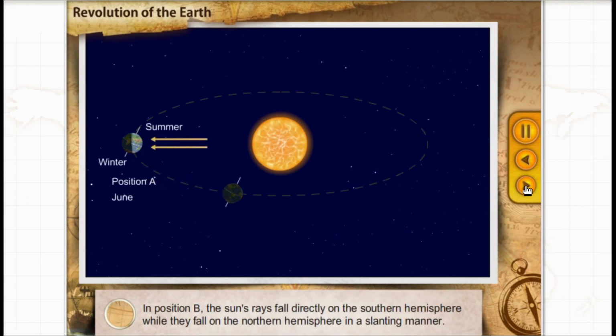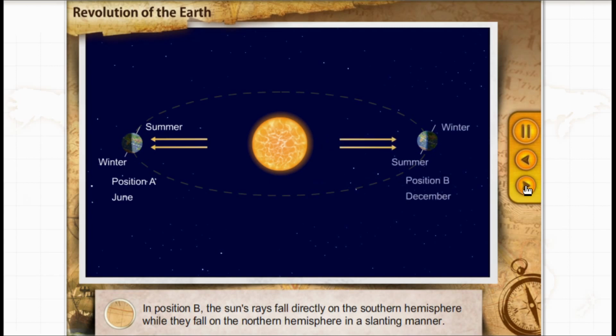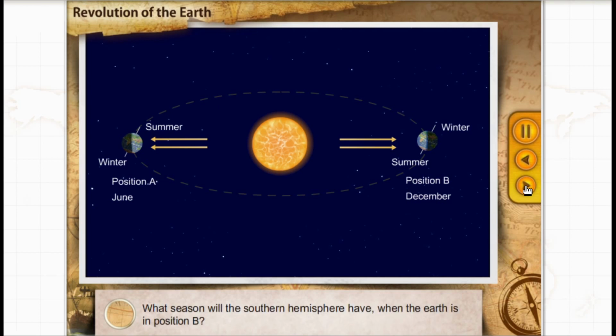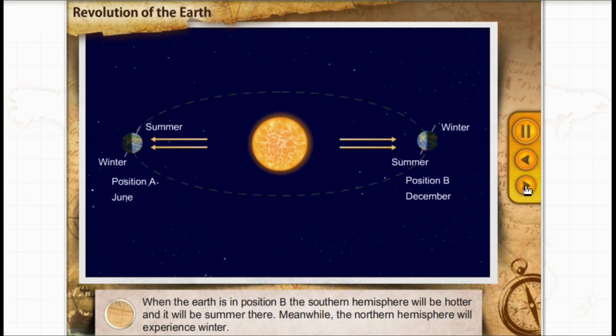In position B, the Sun's rays fall directly on the southern hemisphere, while they fall on the northern hemisphere in a slanting manner. What season will the southern hemisphere have in position B? When the Earth is in position B, the southern hemisphere will be hotter and it will be summer there. Meanwhile, the northern hemisphere will experience winter.